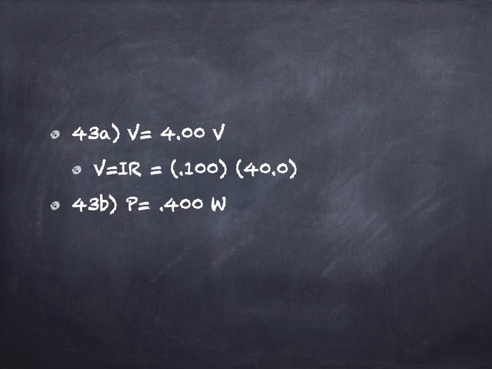Then they want to know about power. This is 0.400 watts. Power is voltage times current. 4 times 0.1 is 0.4. Well, there you go. That didn't take long at all, did it?